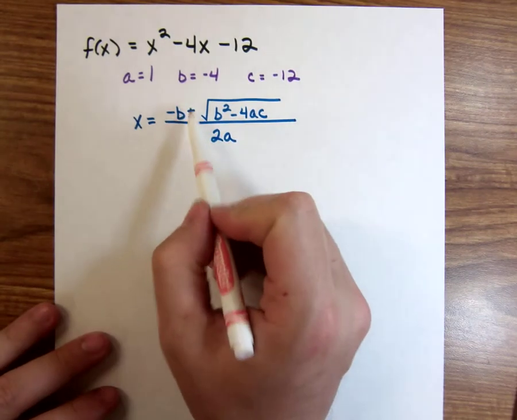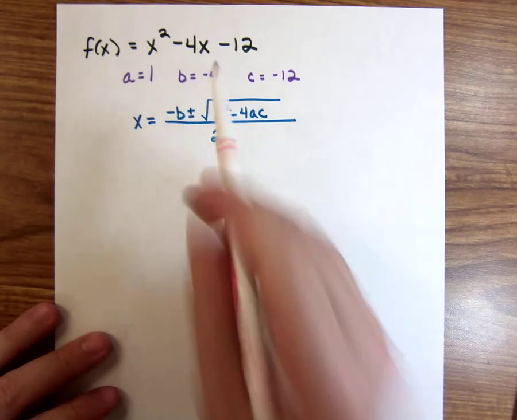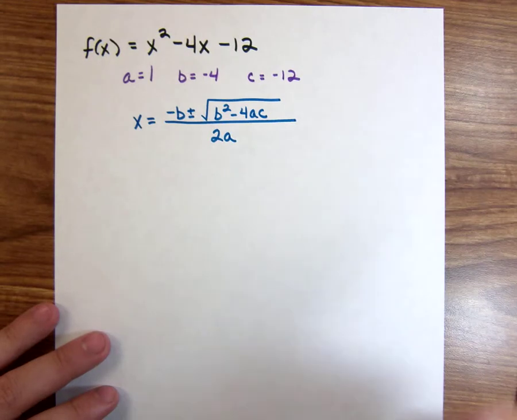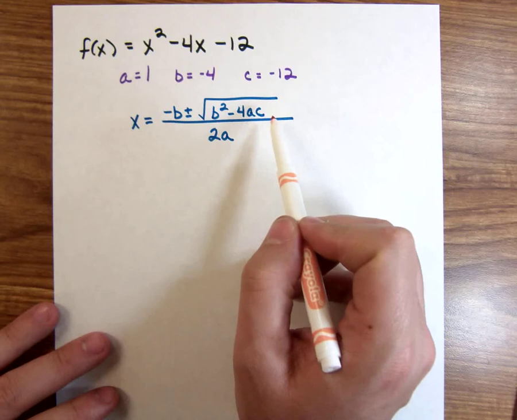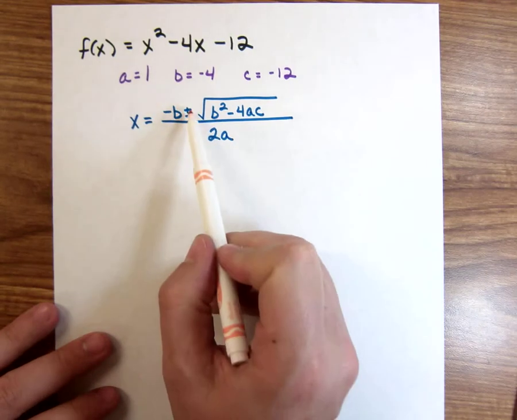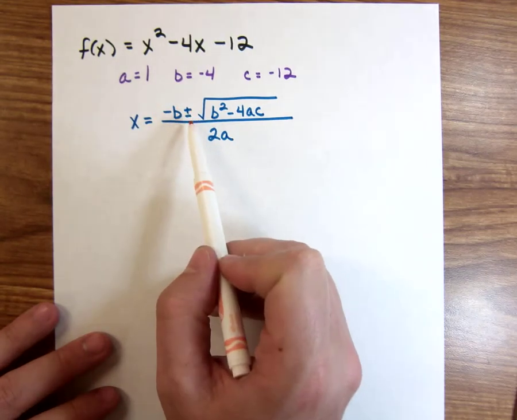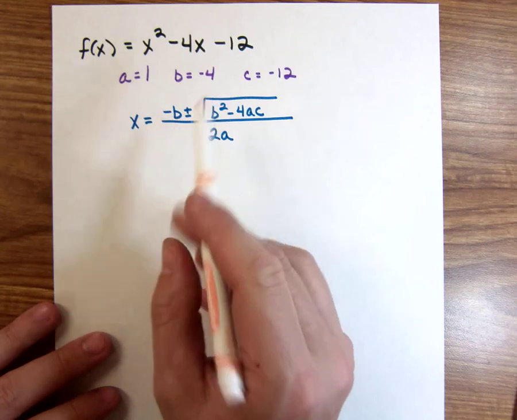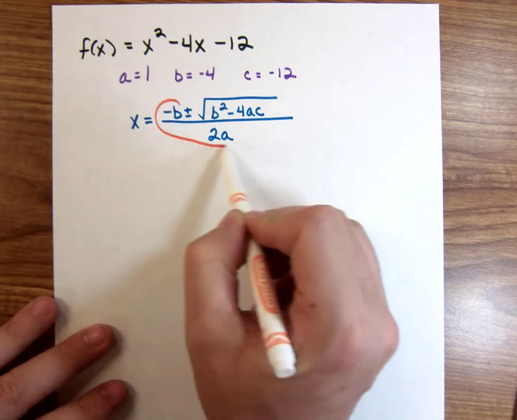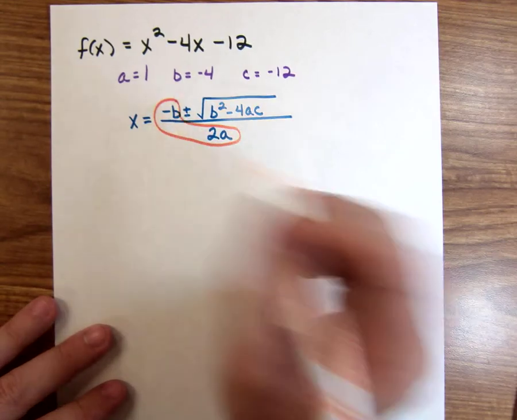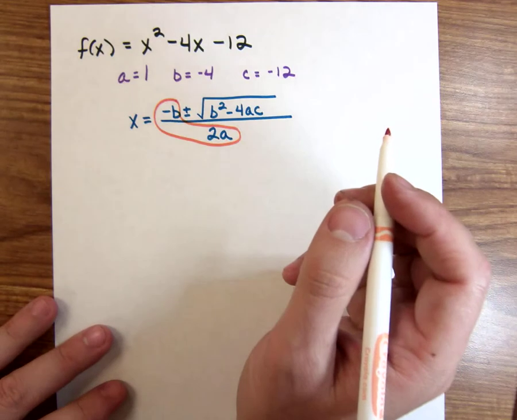This plus minus here is important. What that plus minus means is take this piece right here and add and subtract it. Add means go a little bit to the right, subtract means go a little bit to the left when we're thinking about graphing. Go to the left and right of what? Well, this thing. That right there, the -b over 2a.